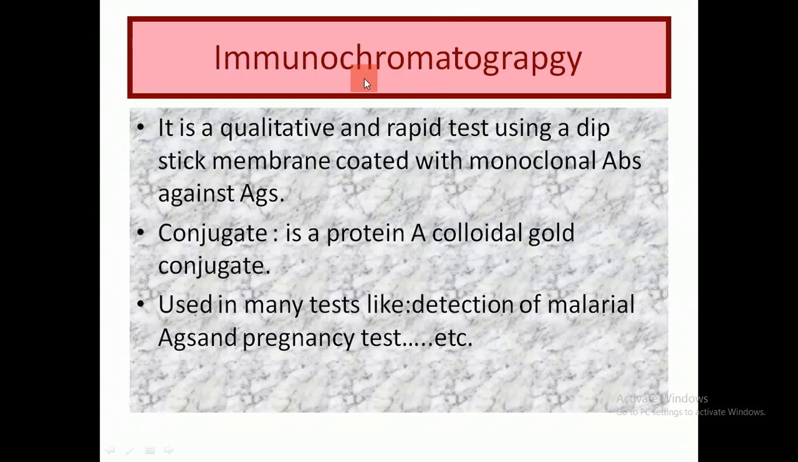And another new test is immunochromatography, which is a qualitative and rapid test using a dipstick membrane coated with monoclonal antibodies against the antigens. And here the conjugate is a protein A colloidal gold conjugate, used in many tests like detection of malarial antigen and the pregnancy test, and nowadays used to detect COVID-19 virus by detecting the antibodies against the COVID-19 antigens.